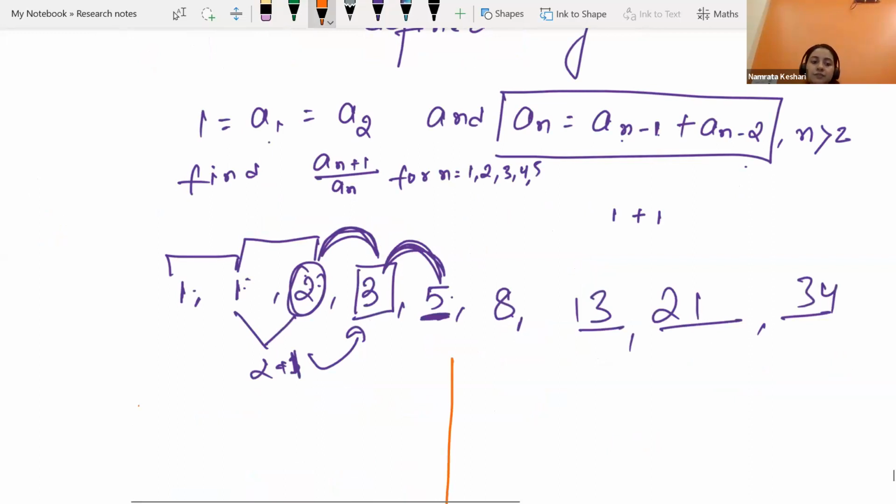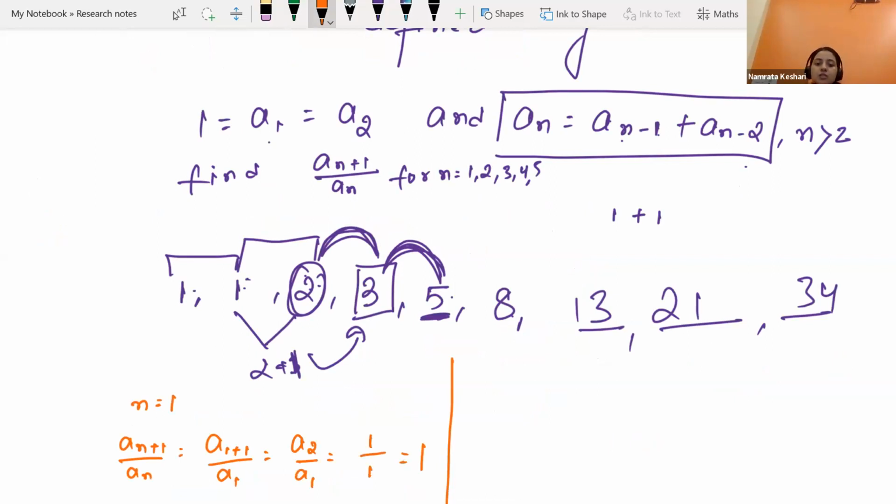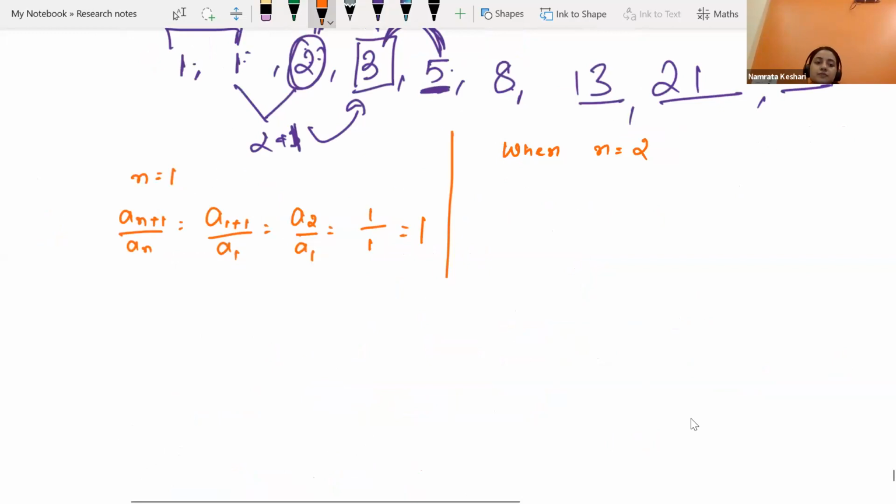When n is 1, a n plus 1 by a n will be a 1 plus 1 by a1. That means a2 by a1. Basically, we are supposed to find a2 is 1 and a1 is also 1. So the result is 1. When n is 2, can you tell me, Ali, what are you getting? Similarly, when n is 3 and 4 and 5. This is what we have to find, a n plus 1 by a n.